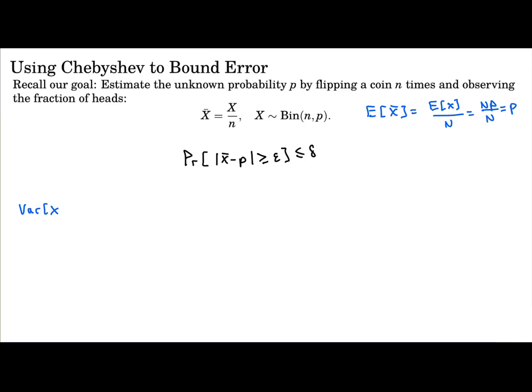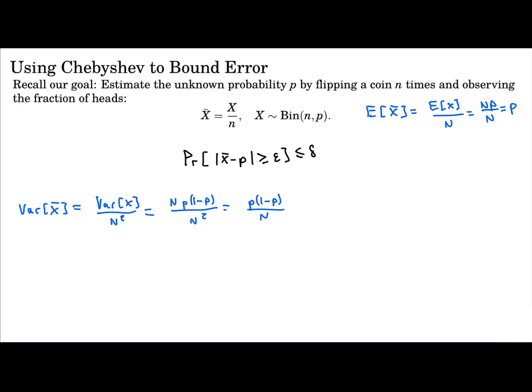So what is the variance of x bar? We saw that the variance is multiplicative, but it goes out with the square. So the variance of x divided by n is going to be the variance of x divided by n squared. And we already saw the variance of a binomial is np(1 minus p), and so this divided by n squared means that the variance is going to be p(1 minus p) over n.